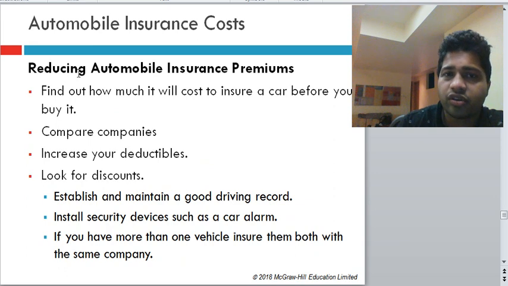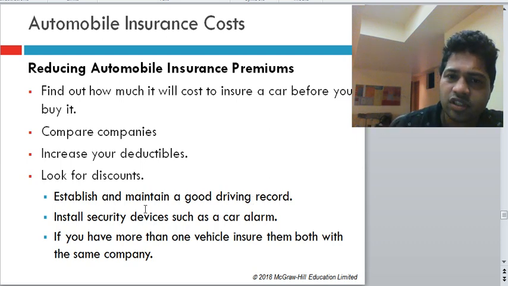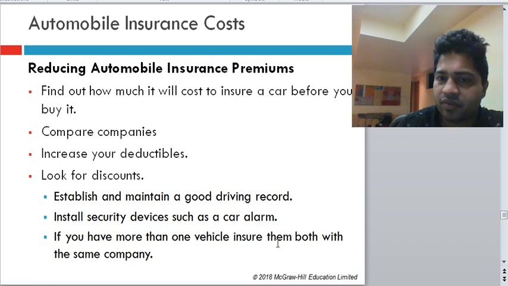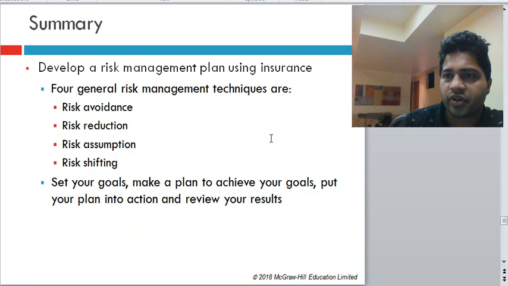Now, how do you reduce automobile insurance premium? Find out how much it will cost to insure your car before you buy it. Compare companies, increase your deductibles, look for discounts, establish and maintain a good driving record. So if you have a good driving record, it pays off. Install security devices such as a car alarm. If you have more than one vehicle, insure them both with the same company to get discounts. So this is what we have seen.